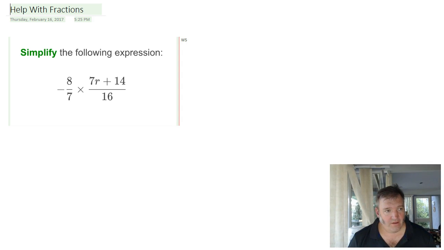Okay guys, back with more help with fractions. We're still having a bit of trouble with these. Remember, the key to these fraction questions is to make sure you only cancel common factors. If you do that, it should be pretty straightforward. Making sure we've got factors is the biggest challenge.